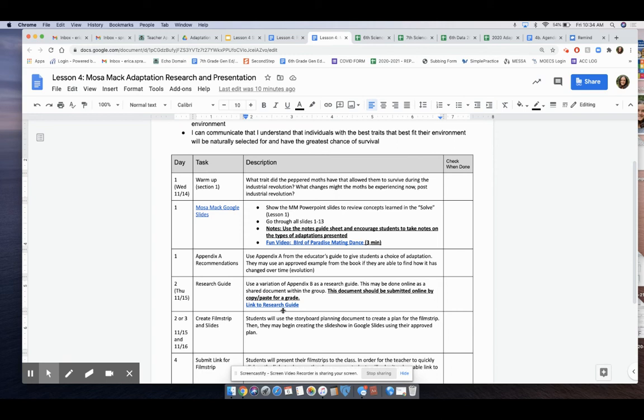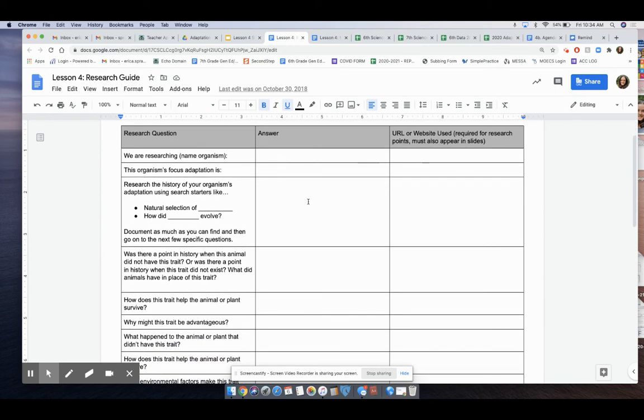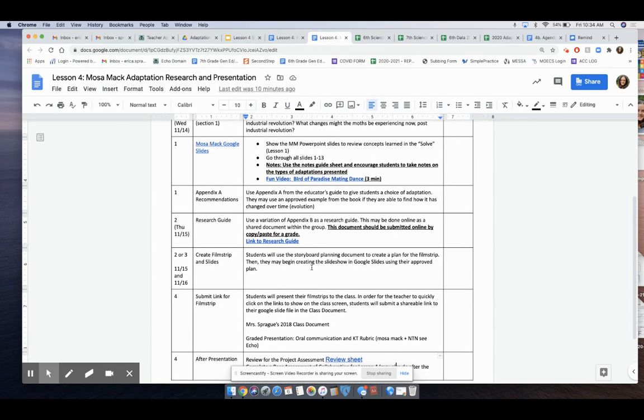Okay, the research guide is what we're going to use to document everything we learn about our animal or plant adaptation. And this is going to be a graded activity. For those of you in class, this can be a shared copy within the group. And it's just a place to document information, what you're researching, what is the adaptation, as well as list the URLs. So as long as you're listing your URLs here, you don't need to put them in your slideshow at the end.